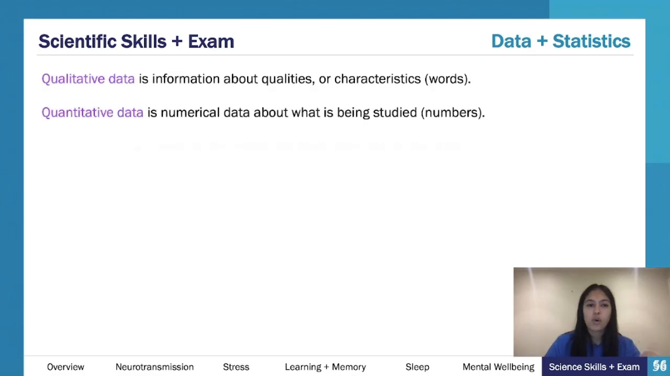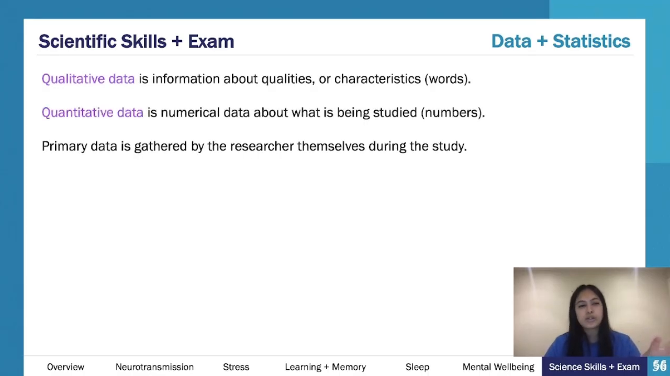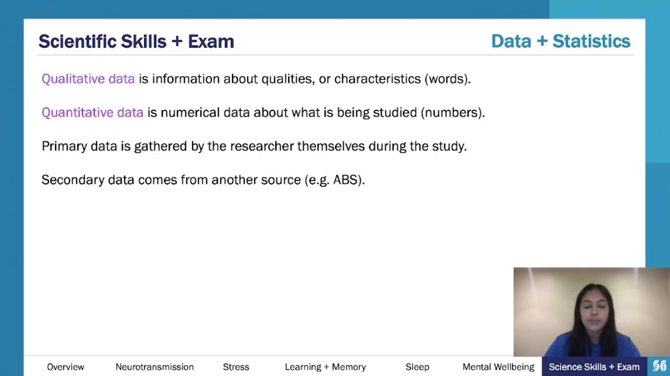Okay, so qualitative and quantitative should be pretty straightforward. So qualitative, you're thinking of more descriptions. Quantitative, quantity, you're thinking more numerical data. Quantitative is often better because it's less prone to bias. However, especially in psychology, qualitative data is still extremely useful.